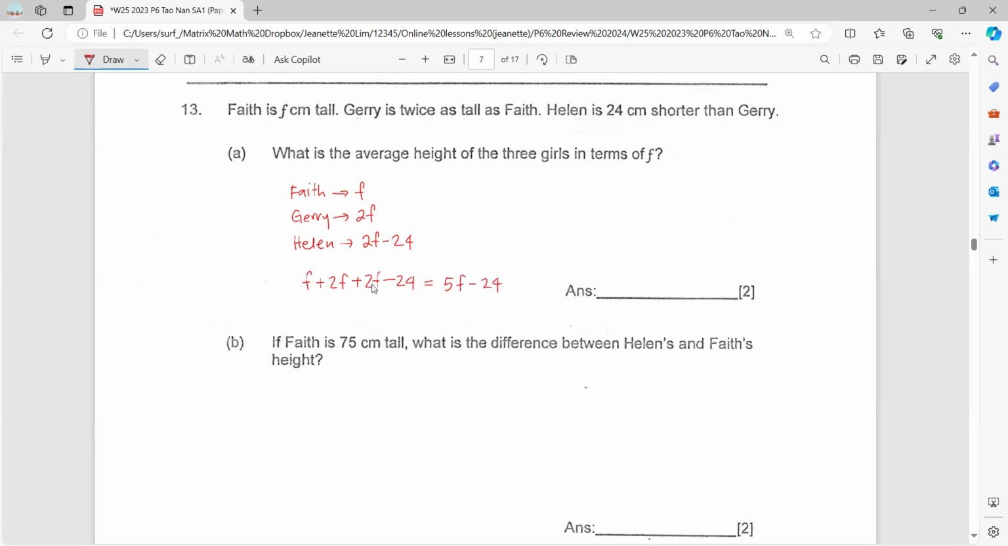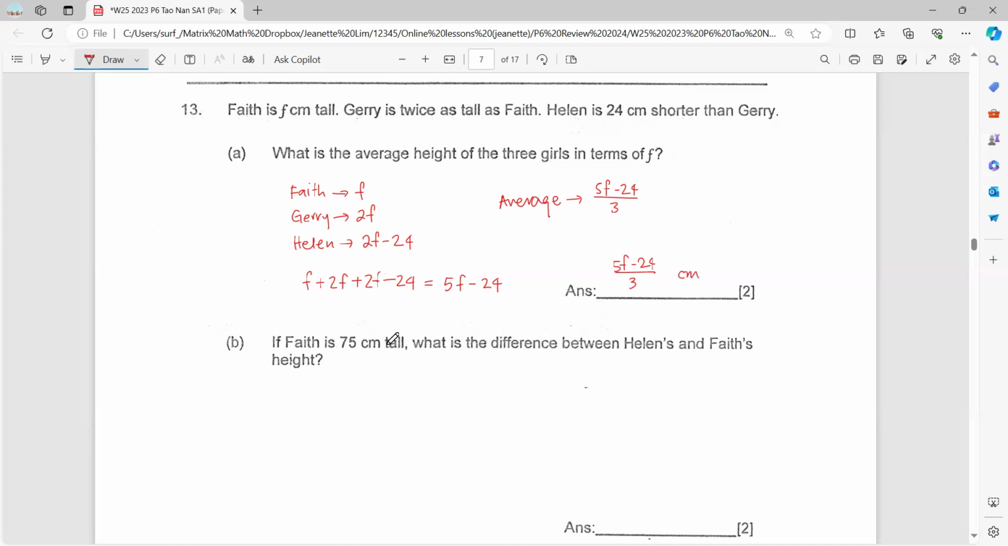The average will be the total divide by 3 of them. Okay, so that's the answer. 5F minus 24, whole thing over 3. Don't forget, this is in cm.